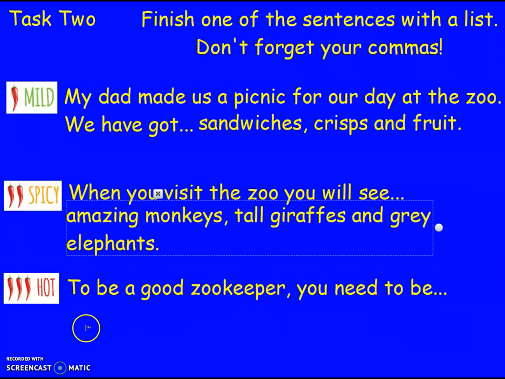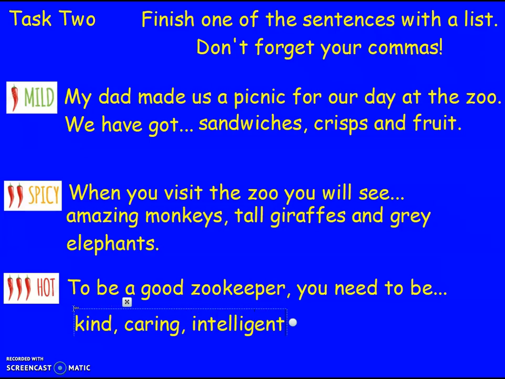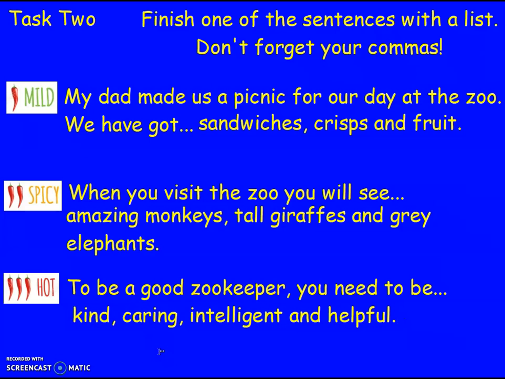Hot then, to be a good zookeeper, you need to be kind, comma, caring, comma, intelligent, and helpful, full stop. So that's a list of things that you would need to be a good zookeeper, because I've got 4 things in my list: kind, caring, intelligent, and helpful.